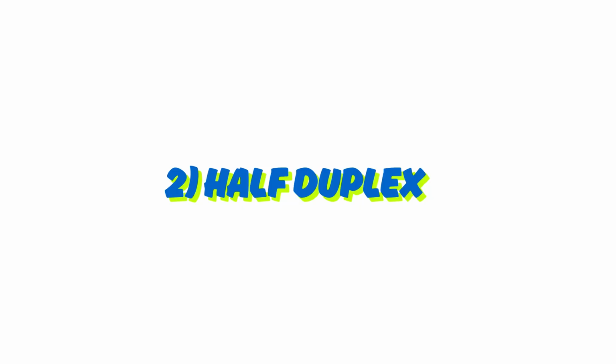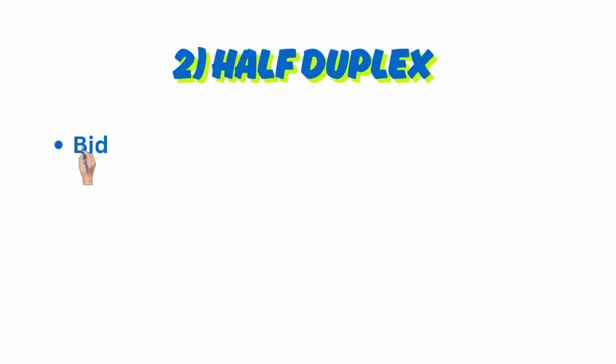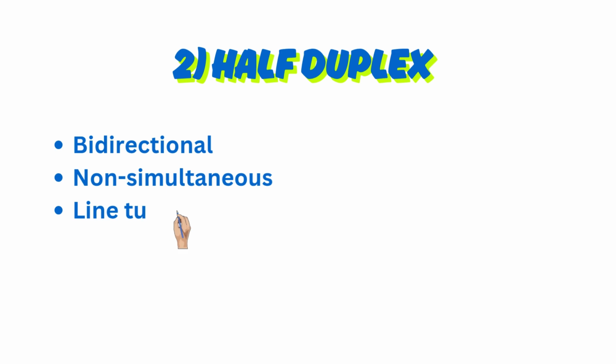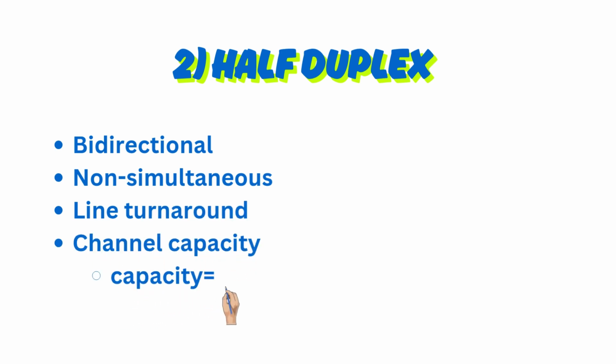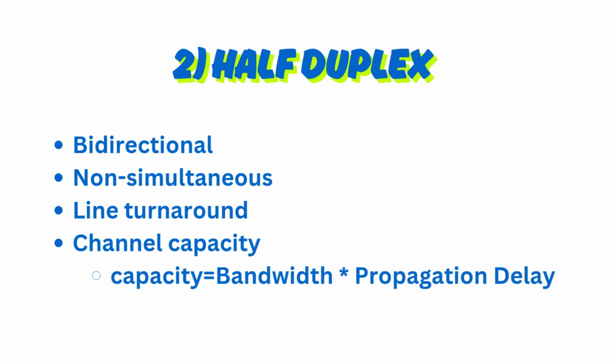After discussing the limitations of simplex mode of communication, we are now shifting our focus toward the half duplex mode of communication. The half duplex mode is the type of communication in which both sender and receiver are allowed to send data to each other but not at the same time.